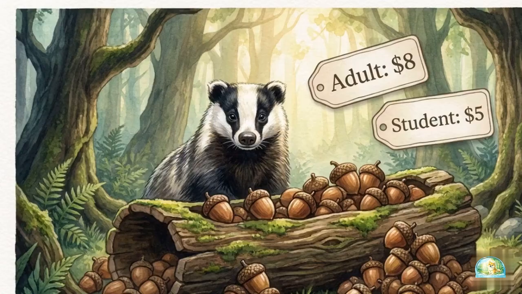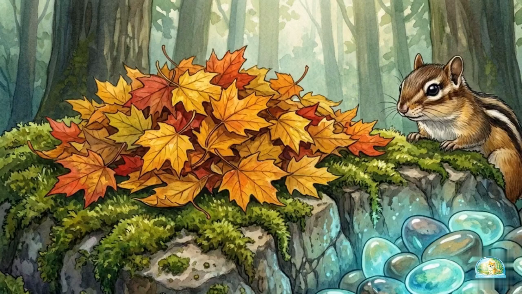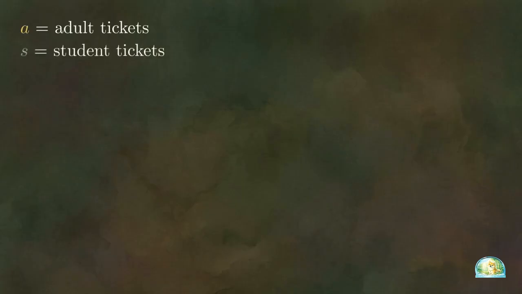Let's see this in action with a ticket sale. Imagine adult tickets cost $8 and student tickets cost $5. A show sells 30 tickets in total, making exactly $201. First, we define our variables. Let A be adult tickets and S be student tickets.